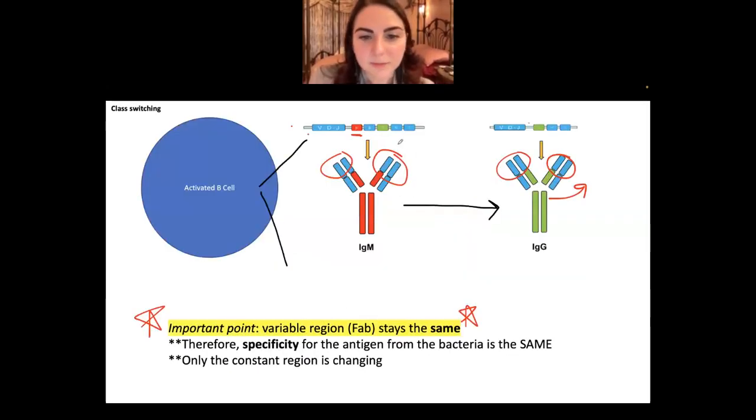Okay, and then the specificity of the antigen from the bacteria is the exact same. We're only changing that constant region. We're only changing the class of antibody.